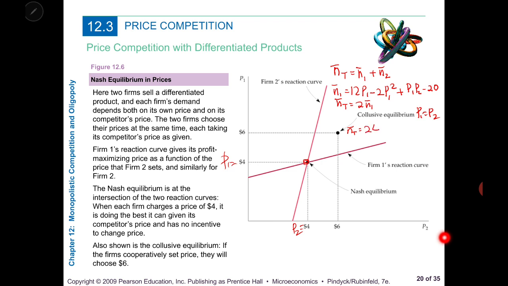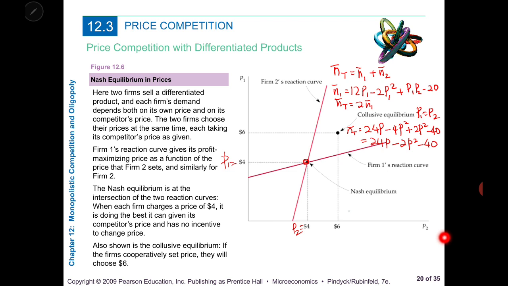Now it becomes 24P minus 4P squared plus P squared. Now P1 will be the same, so you get 2P squared, minus double of 20 will be 40. Yeah, in other words, 24P minus 2P squared minus 40. Alright, so that's the profit function of this single firm.